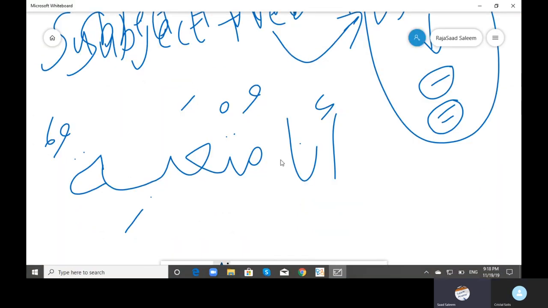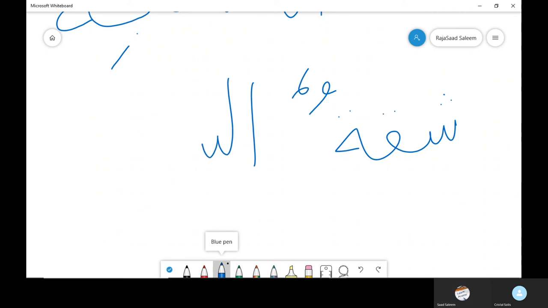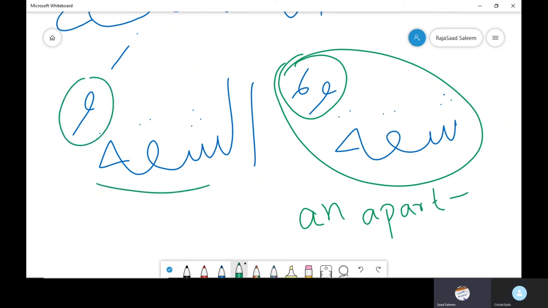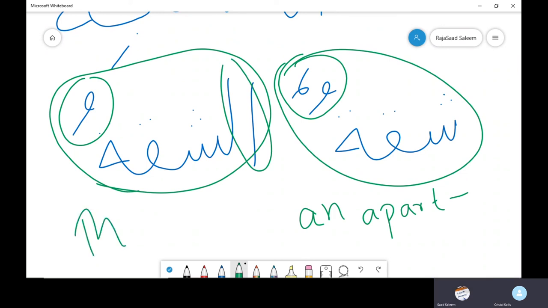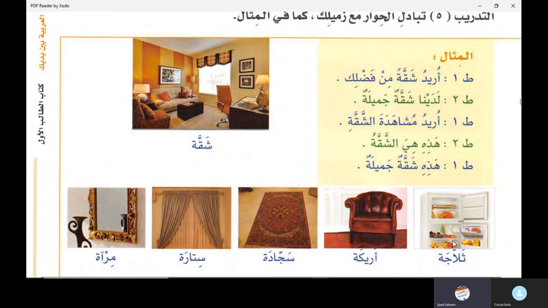Okay, let me tell you one more thing. What is the meaning of this? Shakatun. Apartment? An apartment. And what is the meaning of this? The apartment. The apartment, okay. Next. Thalaja. Okay. So instead of apartment, I just put that word in every sentence? Yes.